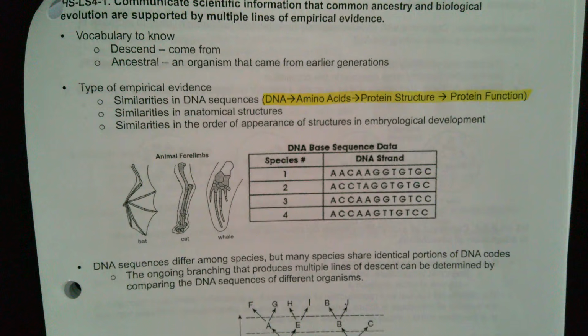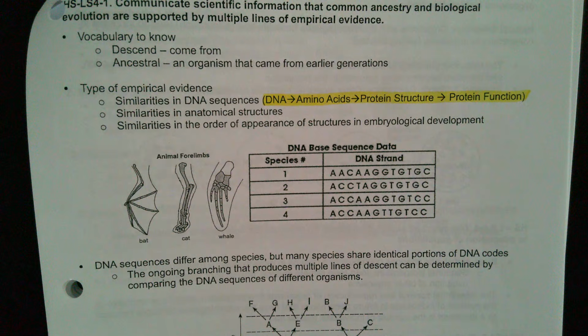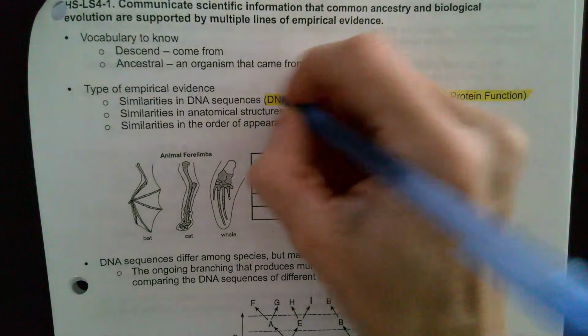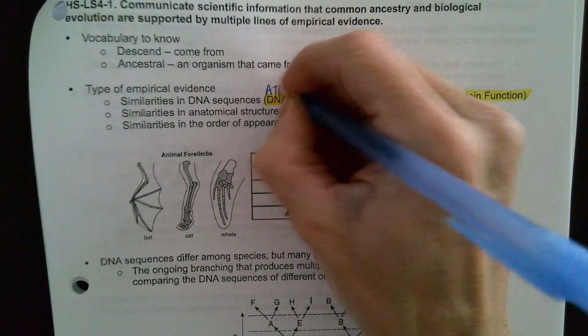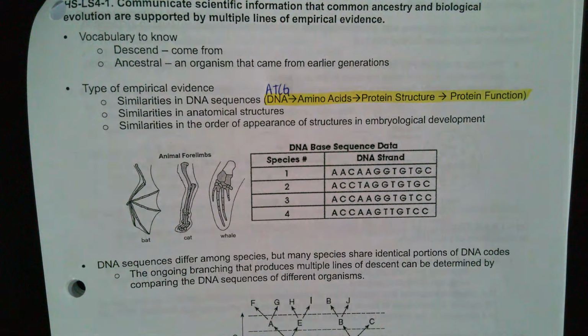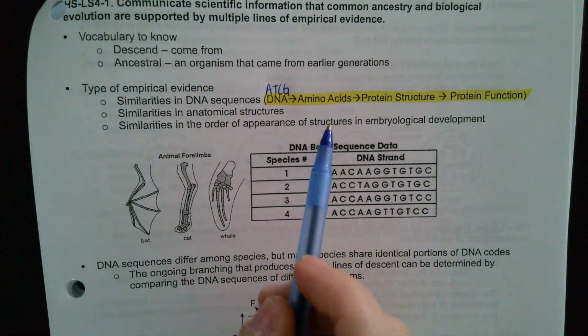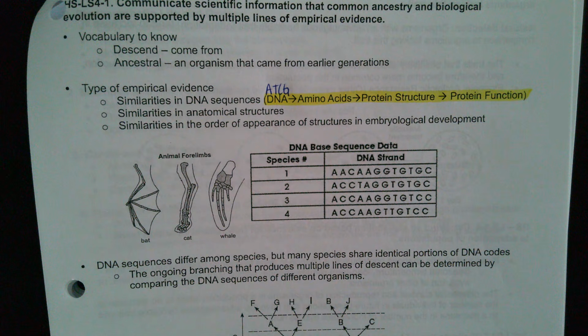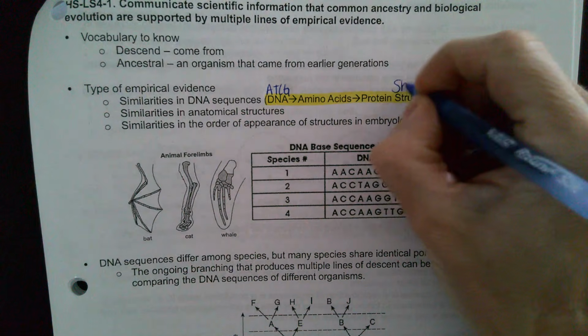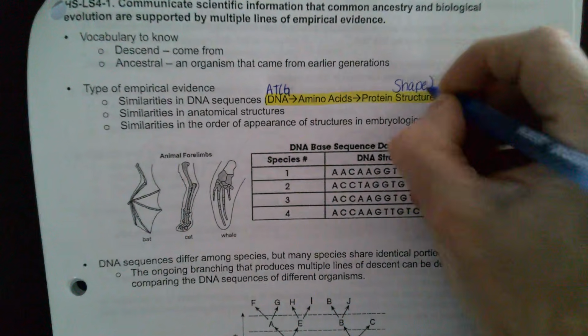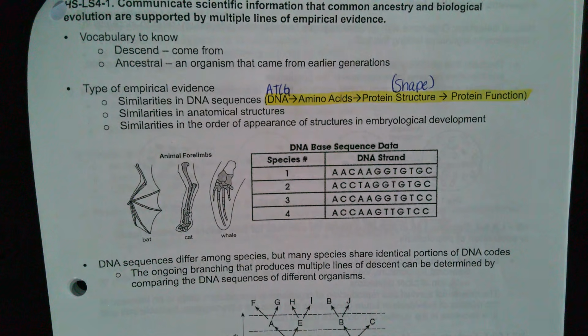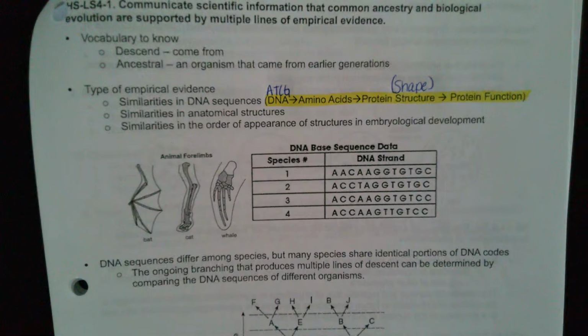So we have DNA. Keeping in mind DNA is referring to our ATCs and Gs. Your ATCs and Gs get transcribed and then translated into amino acids. The order of amino acids is going to determine the protein structure. Sometimes they may call that protein shape. Those 2 words are going to be used interchangeably. And then we have protein function, which is the job of the protein.